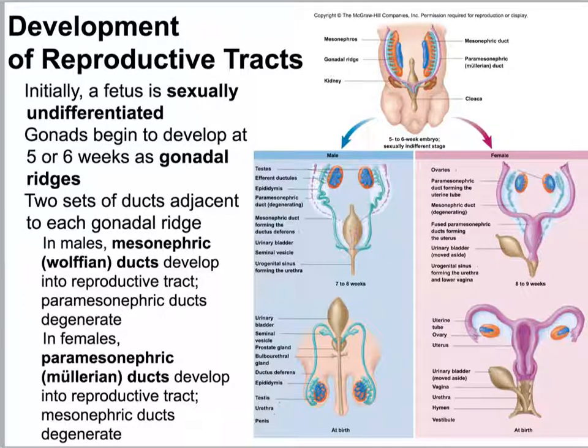Now, when I say that all fetuses start off female, that's not quite true. Without a Y chromosome, all fetuses will develop female. However, all fetuses start off with both potential sets of sex organs. So you can see, this is called an undifferentiated state. This is very, very early in development.